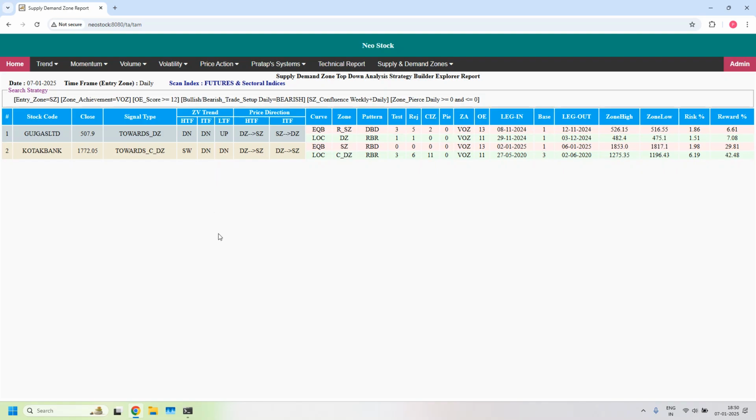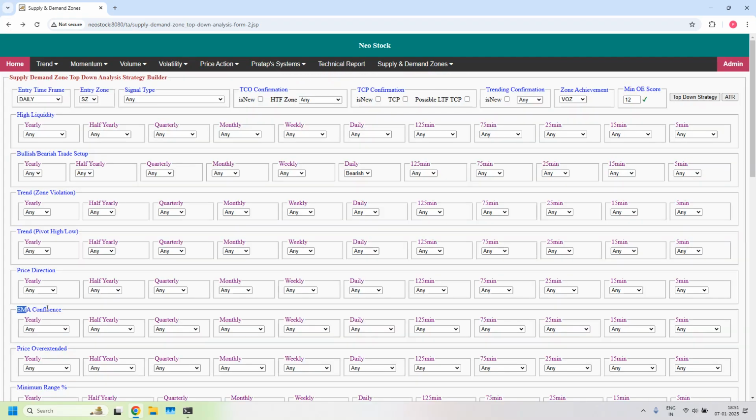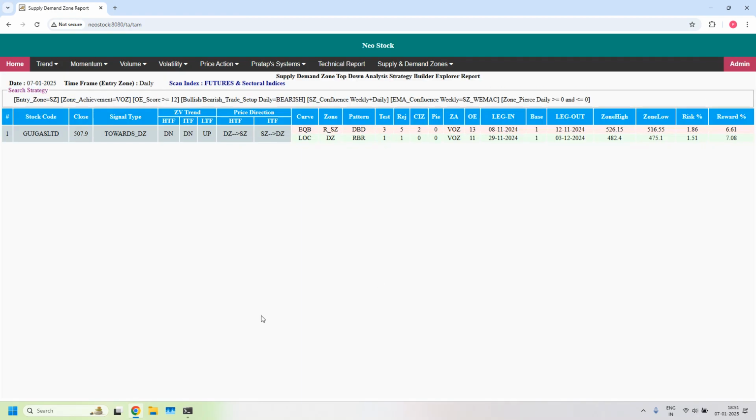If any of these weekly supply zones are having weekly EMA, they are even more high probability trade setup supported stocks. So in the EMA confluence, weekly time frame, because daily zone is part of the weekly zone, that's why we are looking for weekly supply zone with weekly EMA confluence. So one stock is filtered. This is even more high probability trade setup supported stock.